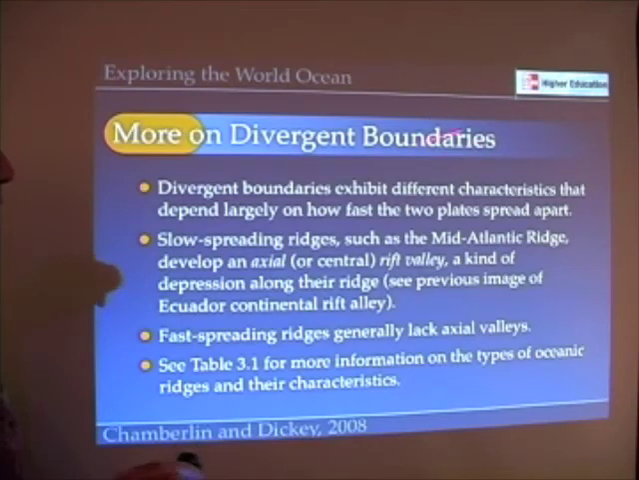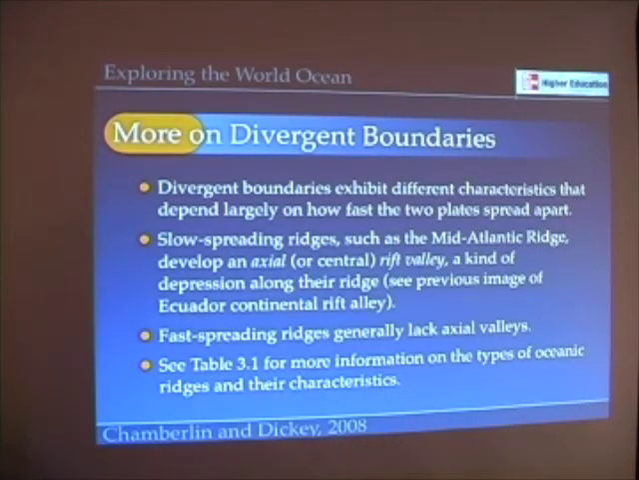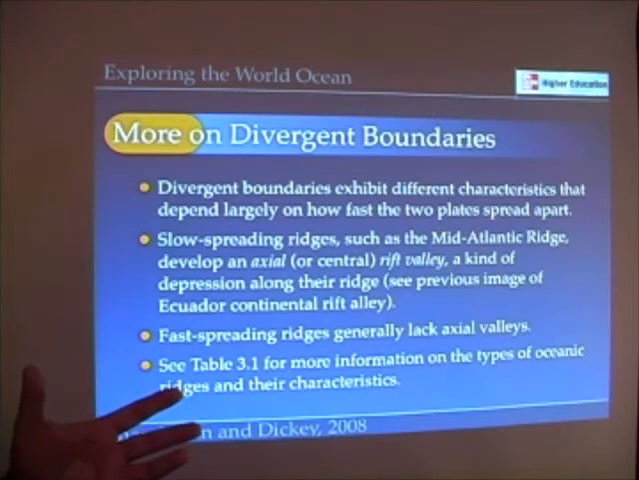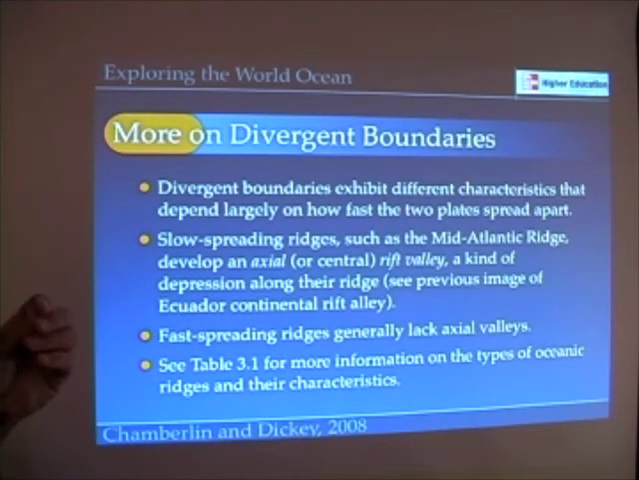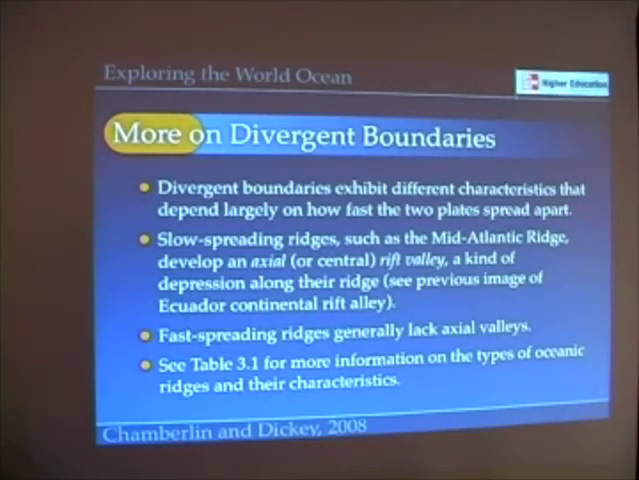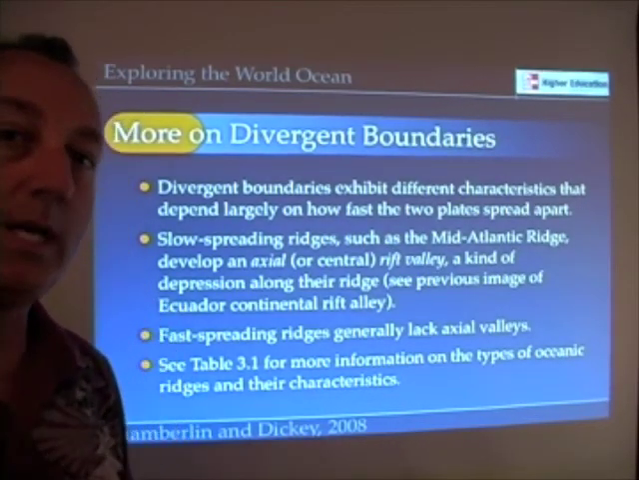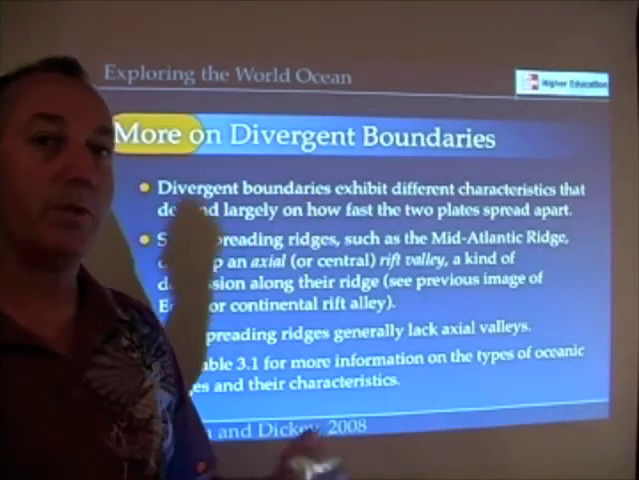Well, as promised, we're going to take a little bit closer look at divergent boundaries. They really come in two types, or three or four different types actually. Let's take a little bit closer look at these boundaries. Divergent boundaries actually come in two broadly different types depending on how fast the plates are moving apart.